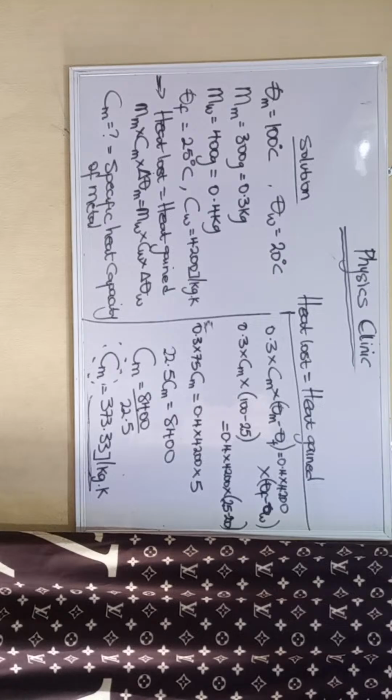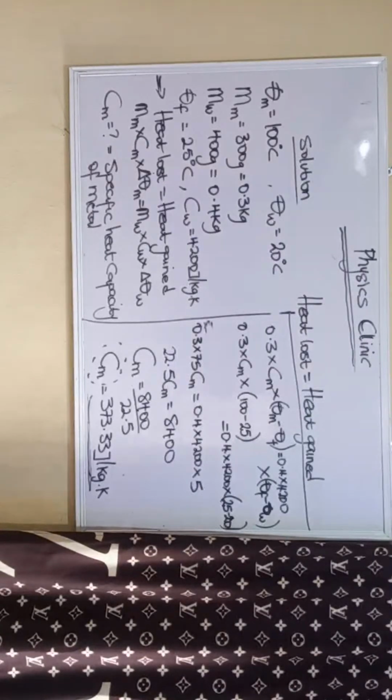All right, so this is question 1 for today. We see that the heat that was supplied by the metal was lost to the water. A metal at 100 degrees Celsius loses heat to water at 20 degrees Celsius until they both became 25 degrees Celsius. The mass of the metal was given to us initially as 300 grams, which when converted to kilograms is 0.3, and the mass of water was 400 grams, which when converted gave us 0.4 kilograms.